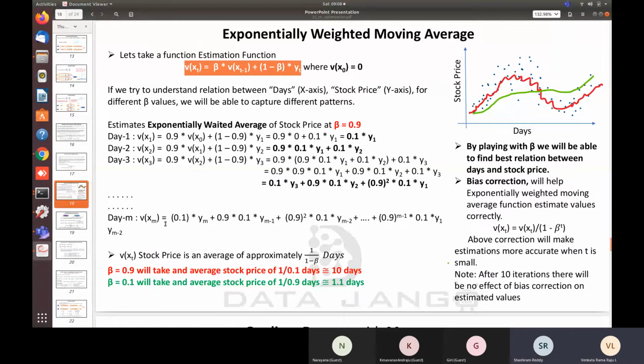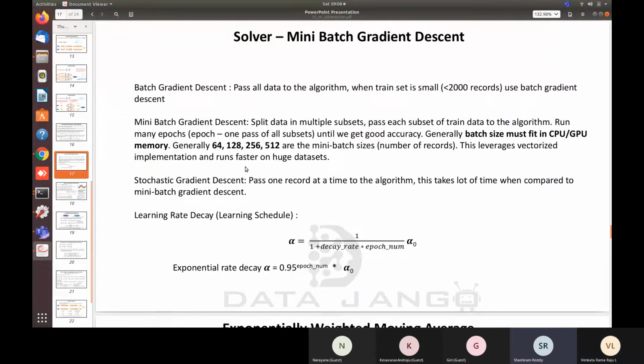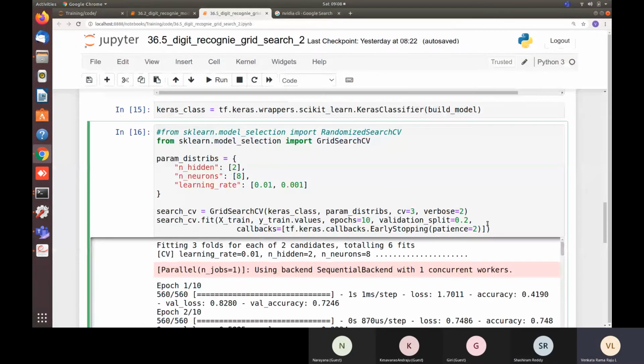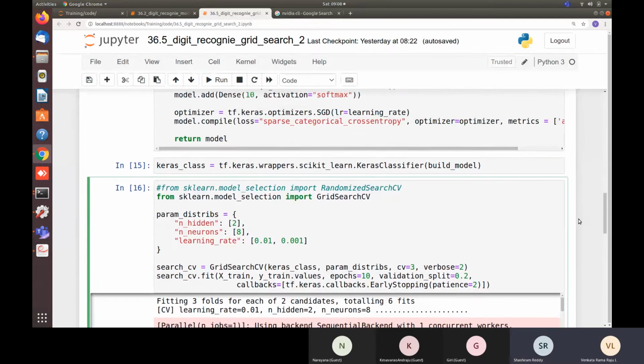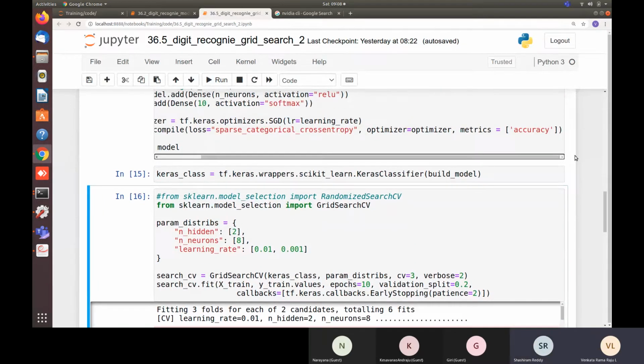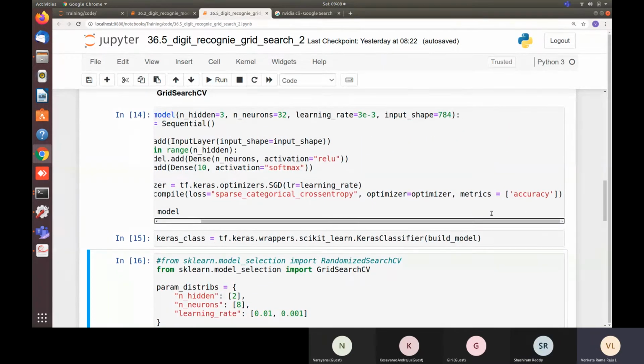Sir, if we are not using the batch gradient, will the algorithm take one record at a time or all the records at a time? If you specify batch size in deep learning, batch as one here. If you don't specify the batch size, you're asking about the default value, right?